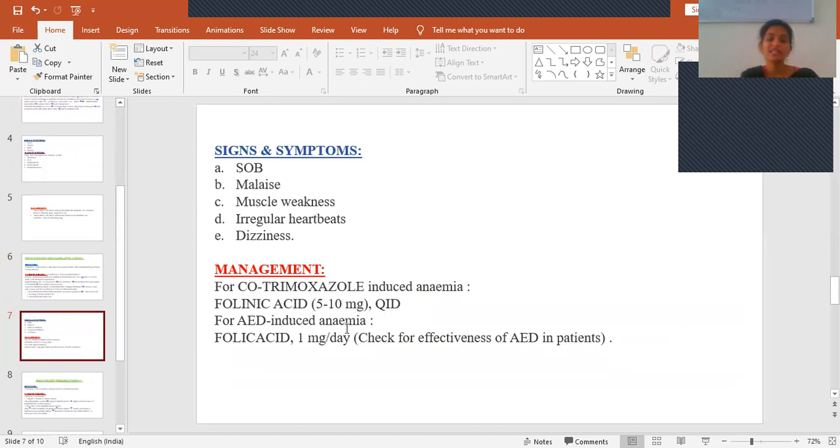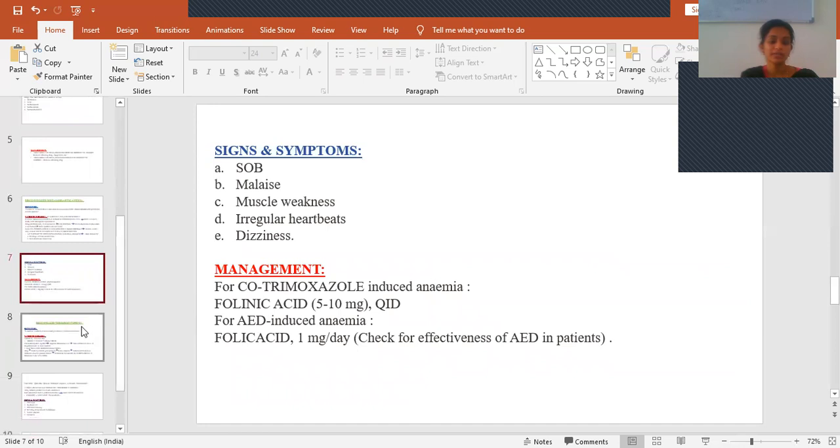And for AED-induced anemia, that is anemia induced by anti-epileptic drugs, in that condition also there will be deficiency of folic acid, because of increased metabolism and increased catabolism. So in this condition also we have to give folic acid supplements, like 1 mg per day, and check the effectiveness of the AED in patients. When we are giving these medications, we also have to check whether the anti-epileptic treatment is good or not. So this is all about drug-induced megaloblastic anemia.